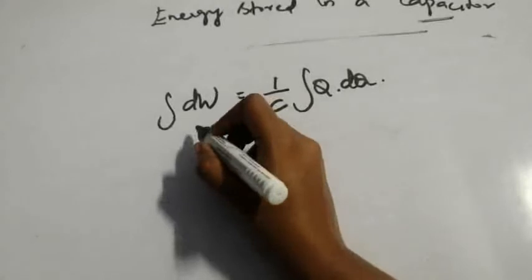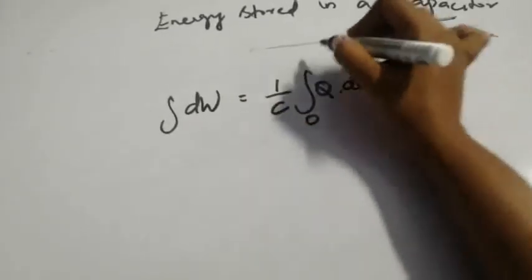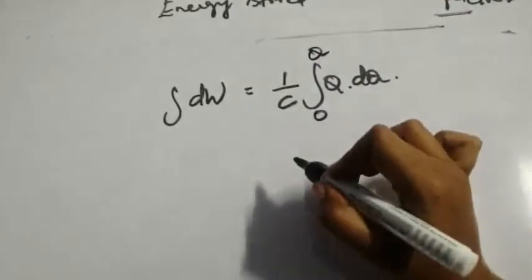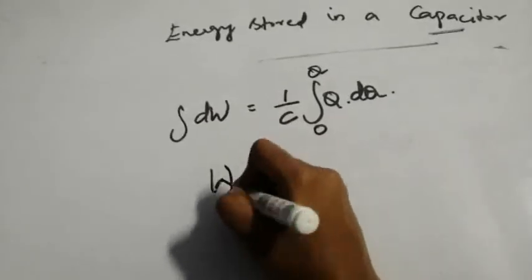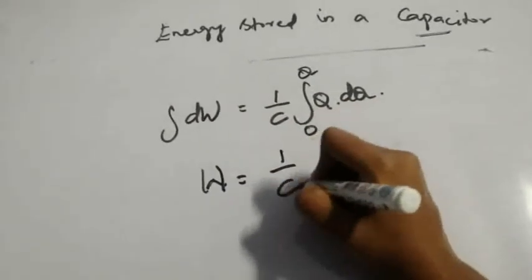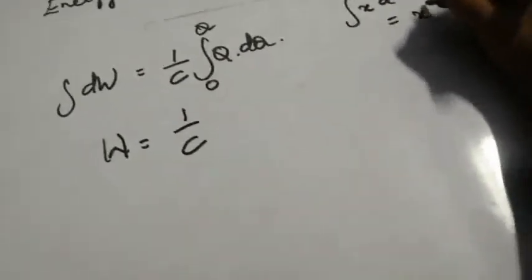Okay. So when you integrate this, I am going for the limits 0 to some charge Q. When you integrate dW, the value becomes W, and 1 by C as such. Integration of x into dx is simply x square by 2.